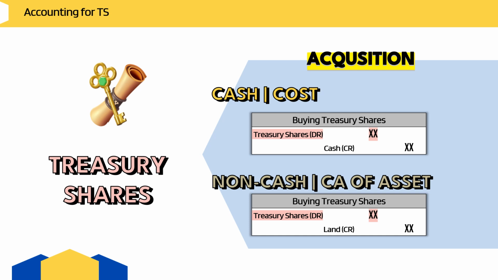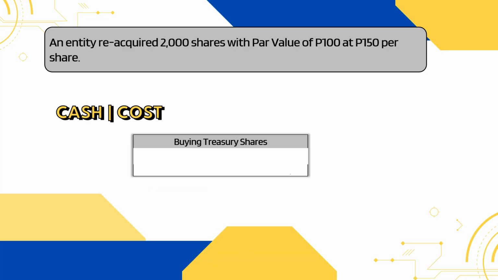What is the thing that you will notice? The treasury shares has a normal debit balance. So it actually lessens your equity. So the more you buy treasury shares, the more it lessens your equity. Right? So let's look at an example. An entity reacquired 2,000 shares with par value of 100 at 150 per share. The major difference between common shares and treasury shares is that, diba, before, kanina, in the first set of examples, we use the par value.